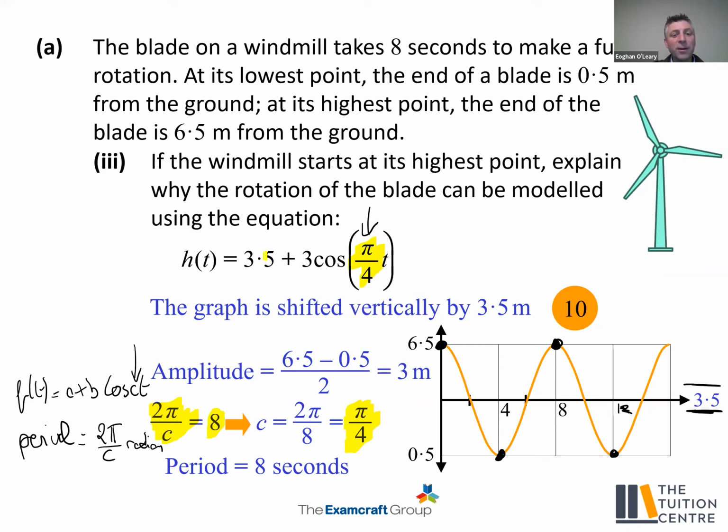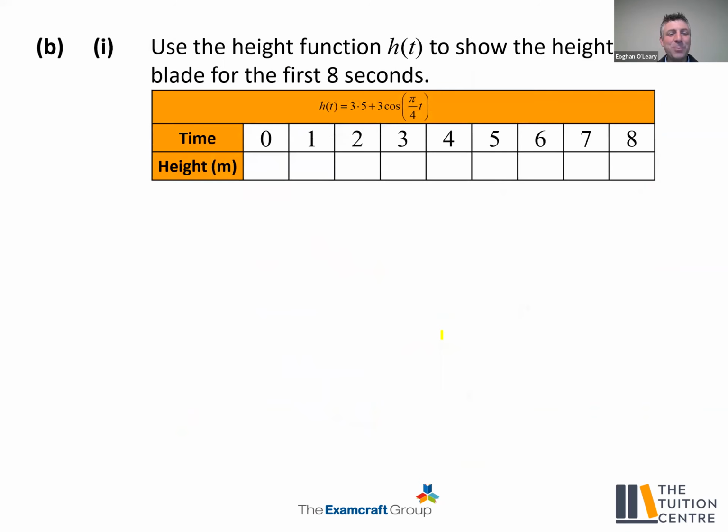So put it all together, we have our midline of 3.5. We have our amplitude of 3. We have our period of 8, which gives us pi over 4 in the function. And it's a cosine function because it starts at the maximum point. Okay, I hope that all makes sense. All right, let's keep going.